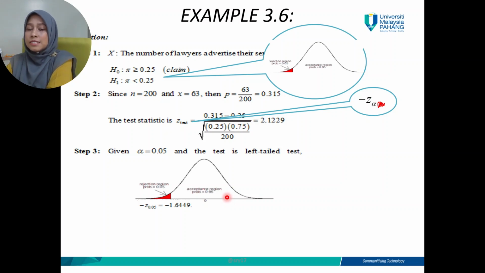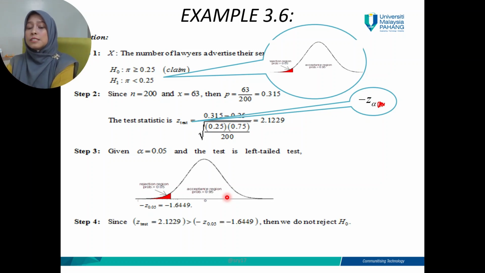So class, when your test statistic falls in the acceptance region, your decision is to don't reject H null. Or you can also say that we accept H null, but theoretically it's not about accepting, it's about rejecting or not rejecting H null. Okay, so for step 4, the decision here is going to be don't reject H null. Why? Because the test statistics is greater than the critical value. So for a left tail test, if it is greater than the critical value, it shows that your test statistic falls in the acceptance region. Therefore, you don't reject H null.